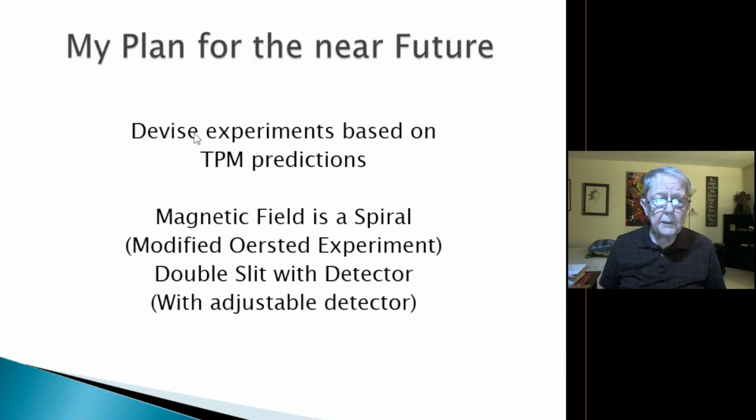Okay, that's the presentation, but I plan to do some more experiments. I am currently working on a setup to prove that the magnetic field is a spiral, not a circle. And eventually I hope to work with a double slit detector where the detector has an adjustable power dissipation that can affect the diffraction in different ways.